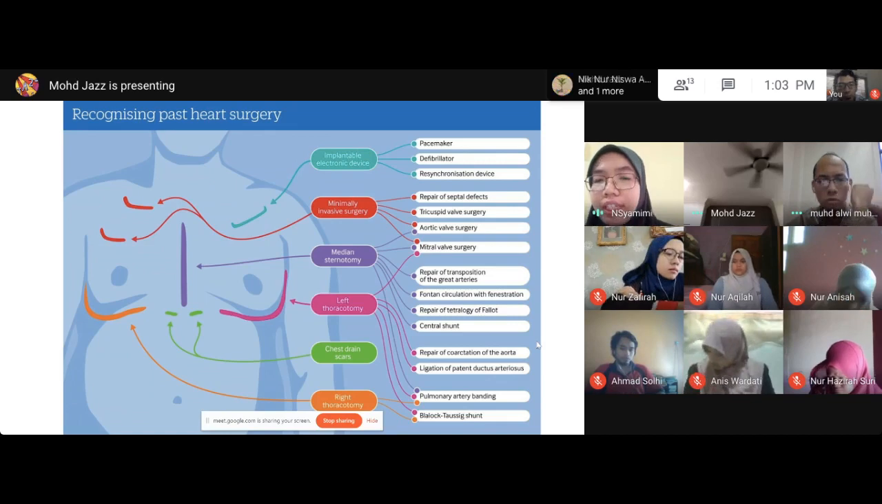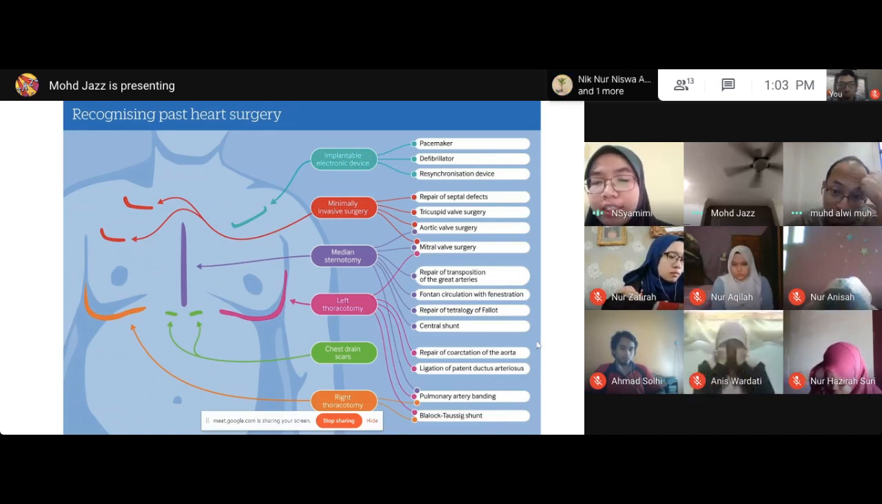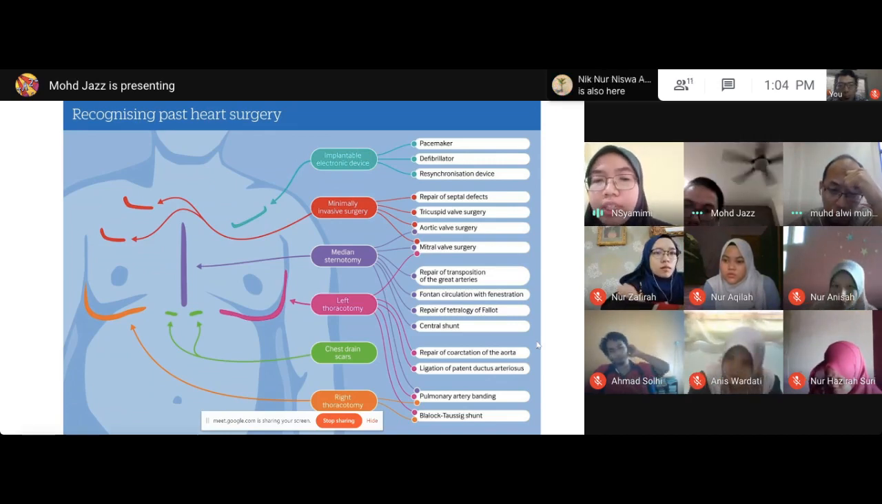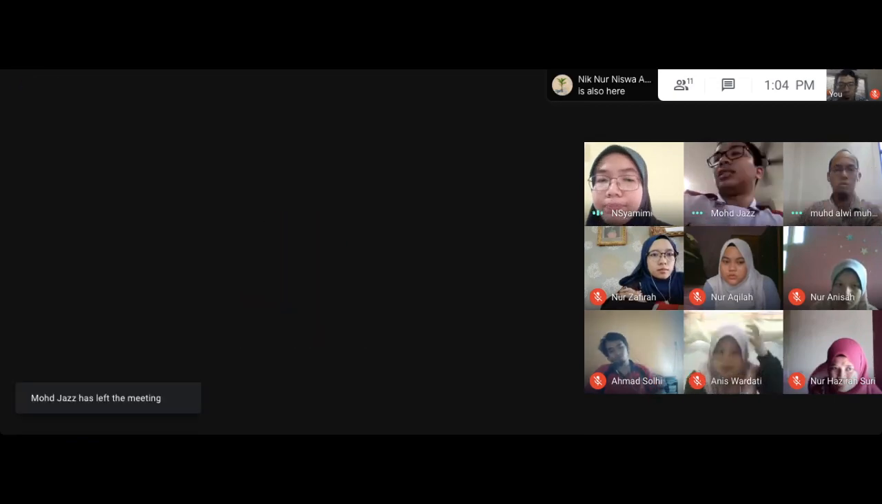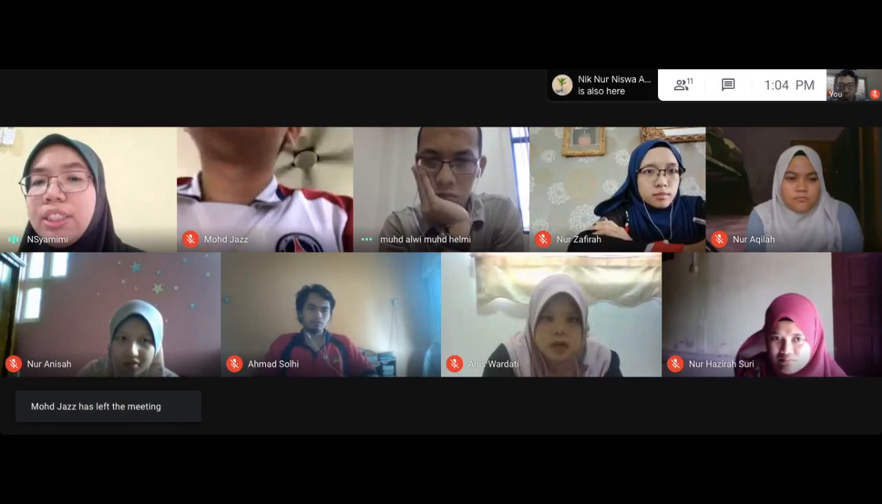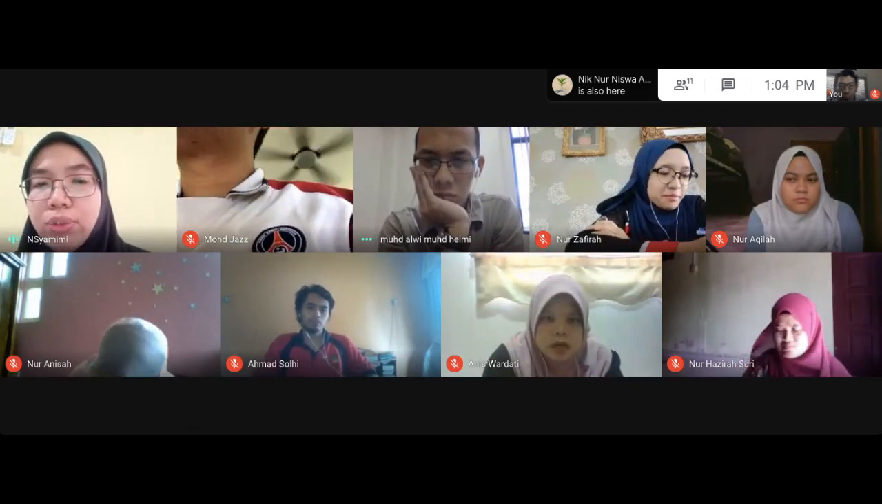So in aortic valve surgery, the example is aortic stenosis. And we do open surgery in aortic stenosis where we do the midline incision in case the balloon valvuloplasty has failed. So we can do the aortic valve replacement. And the next one is a Fontan procedure. We also do median sternotomy in Fontan procedure.